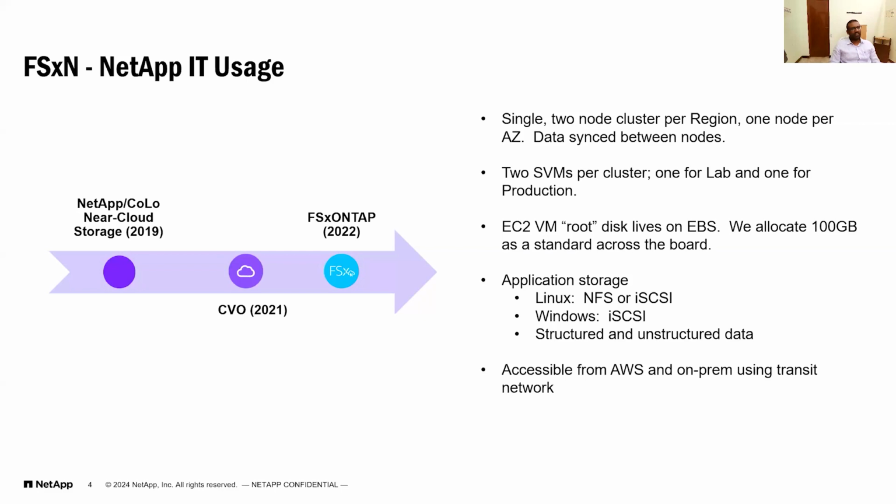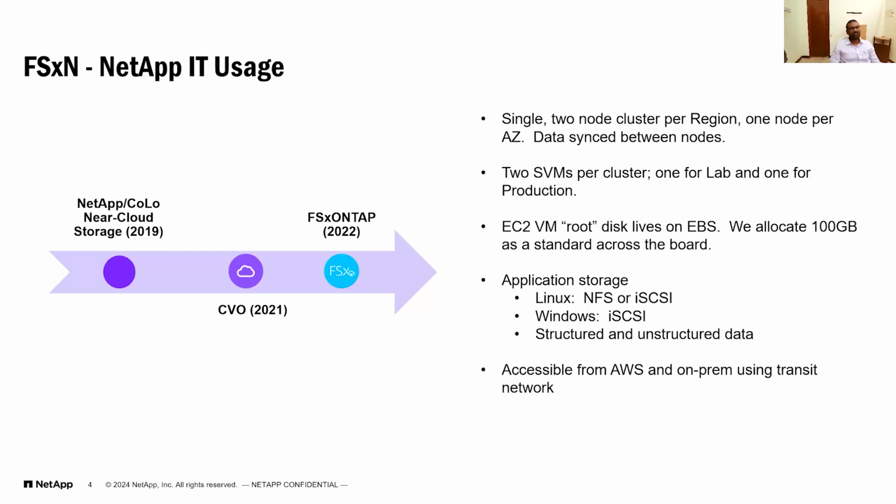Before we get in, I would like to show the cloud storage journey, where we started. Our cloud journey started with NPS, which is NetApp Private Storage, in the year 2019, which was sitting in a NetApp colo-location, which is like near-cloud storage. Later on, we moved to CVO, which is Cloud Volumes ONTAP, in the year 2021.